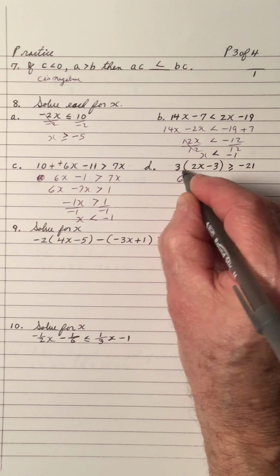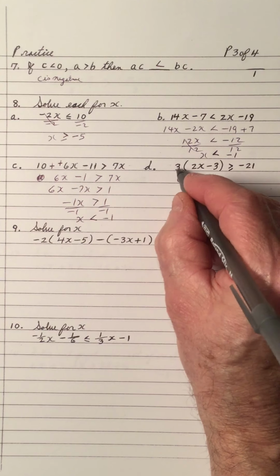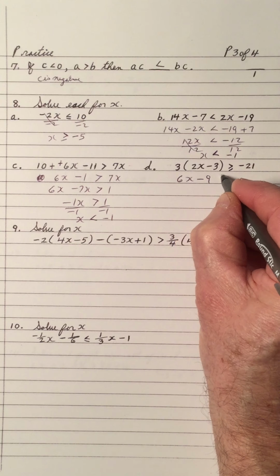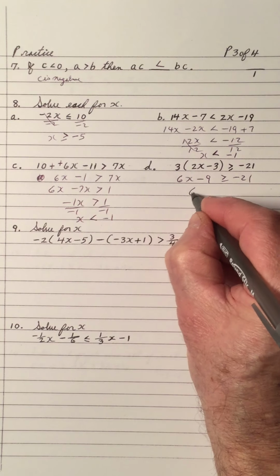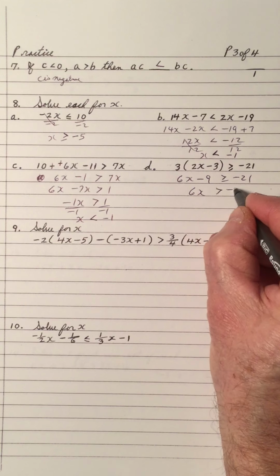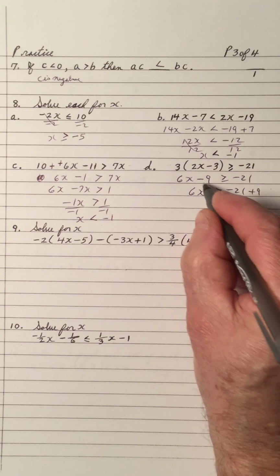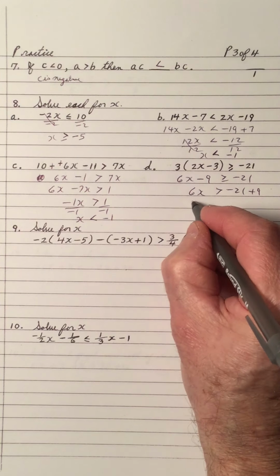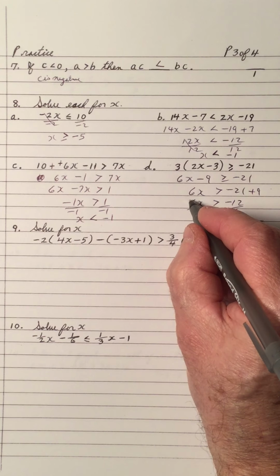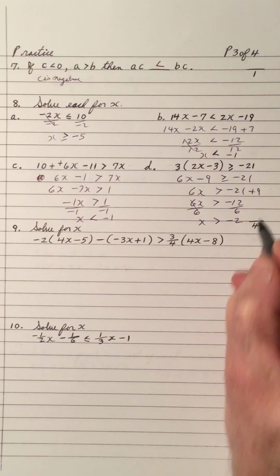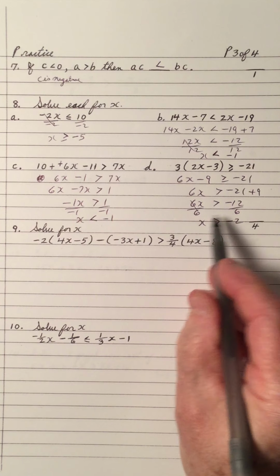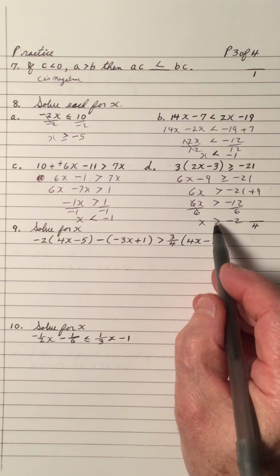So 6x, 3 times 2x is 6x, 3 times -3 is -9, greater than or equal to -21. And x is on the left, and the numbers go to the right. So negative 9 becomes plus 9. 6x is greater than negative 12. Divide by 6 on each side. 6 is cancelled to give me 1x greater than negative 2. I divided by 6 so I don't have to change the direction of the inequality.